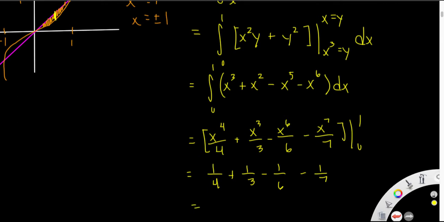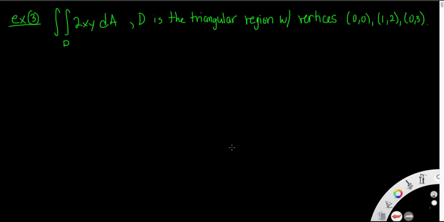And I'll get a calculator here. 1/4 plus 1/3 minus 1/6. This should be a minus 1/7, and that should equal 23 over 84. And this is our solution.